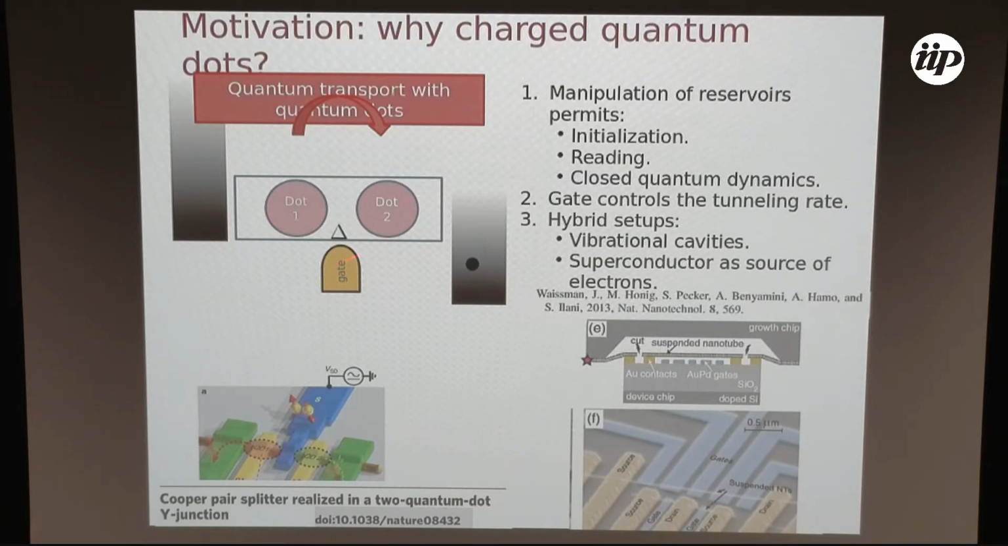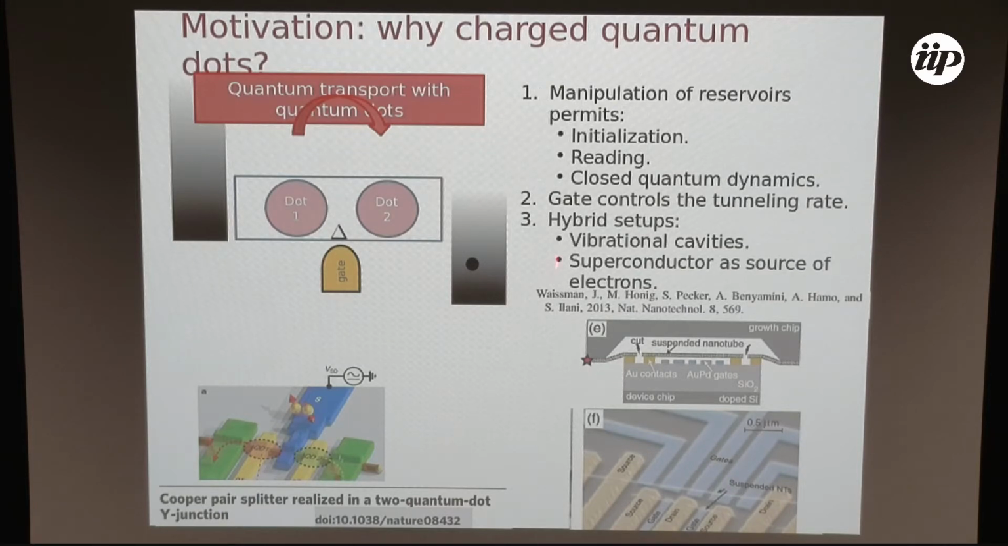So while the electron is inside this artificial molecule, because when you have two quantum dots close to each other, we basically have an artificial molecule, okay? While this electron is inside this artificial molecule, you can perform some quantum manipulation there, right? So this kind of system permits you to initialize the system in some specific quantum state, read it, and allow it to evolve in a quantum description when it's, let's say, closed, okay?